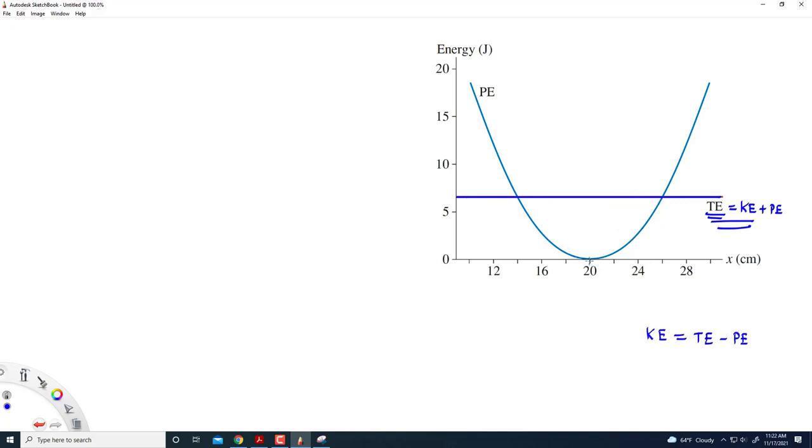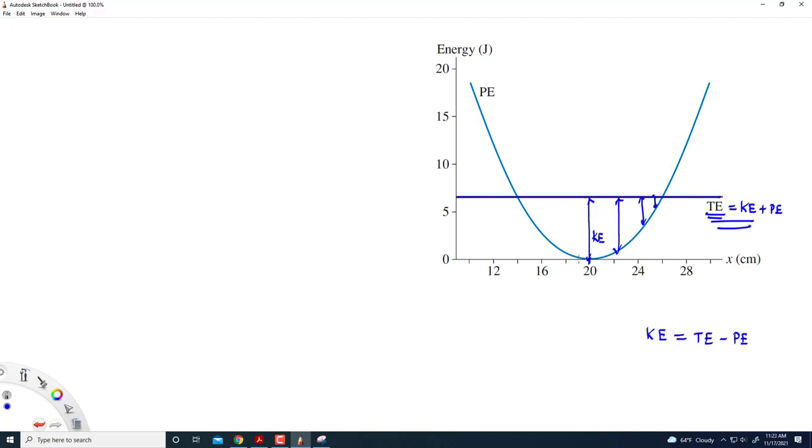For example, at this point, the difference between this line and this point is that. Okay, it's not there, it's here. So this height will give you the kinetic energy. If you want to find the kinetic energy at this point, you will find it by subtracting this curve from that line. So this height will give you kinetic energy at that point. So this length is the kinetic energy.